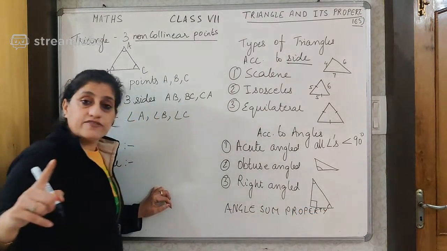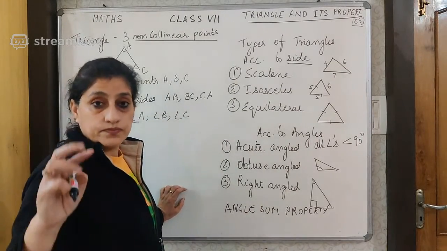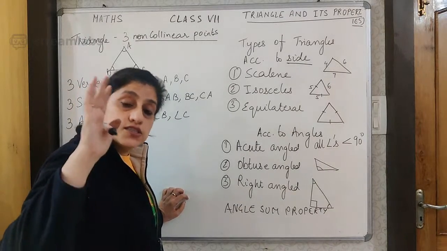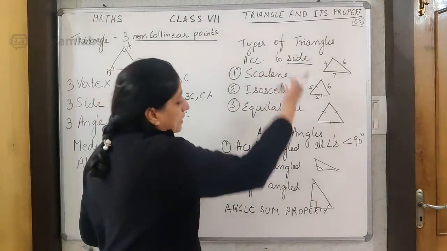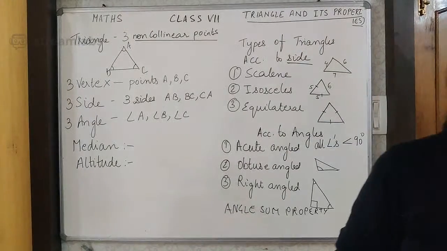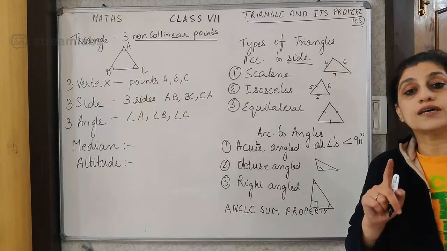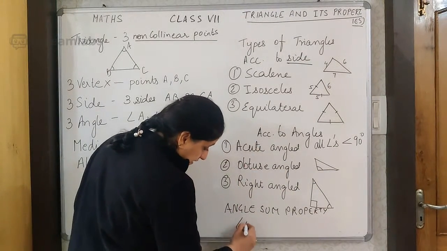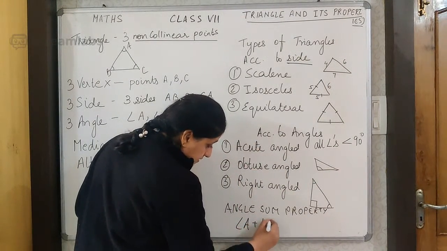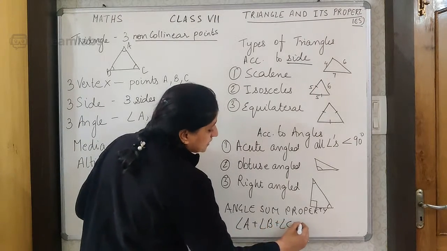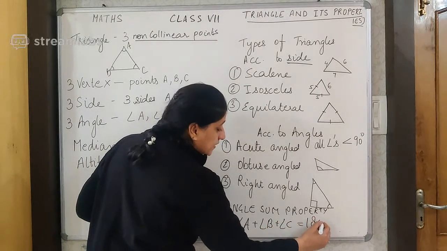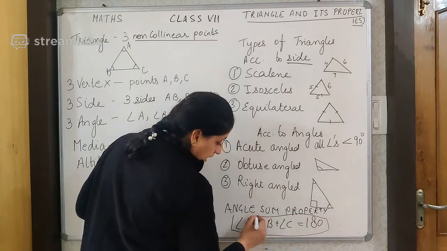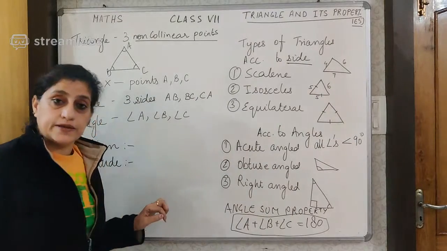How many angles we have discussed in a triangle? 3 angles. And the sum of these 3 angles is always equal to 180 no matter what type of triangle we have. This is referred to as the angle sum property of the triangle. So suppose I have 3 angles, angle A plus angle B plus angle C will always be equal to 180. If we use this, we can say this is because of the angle sum property.